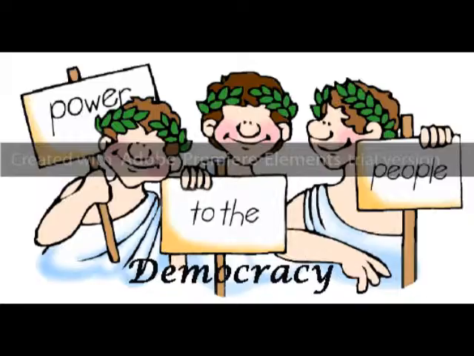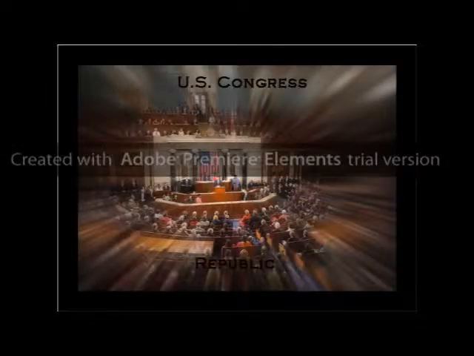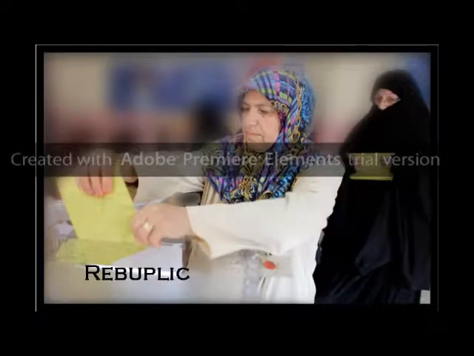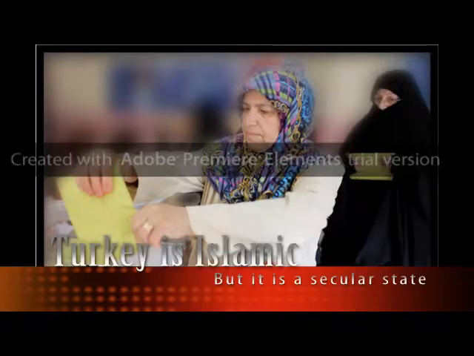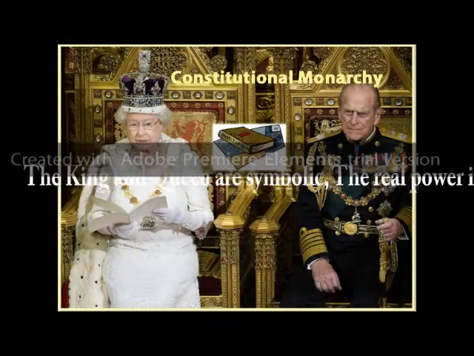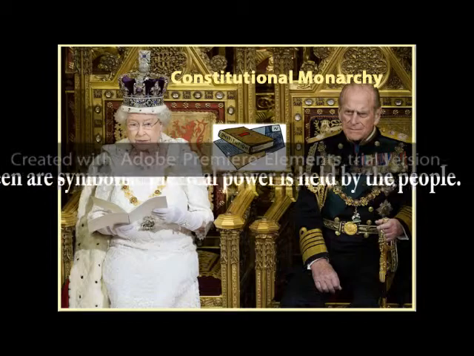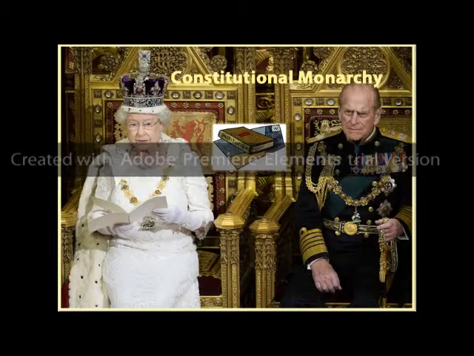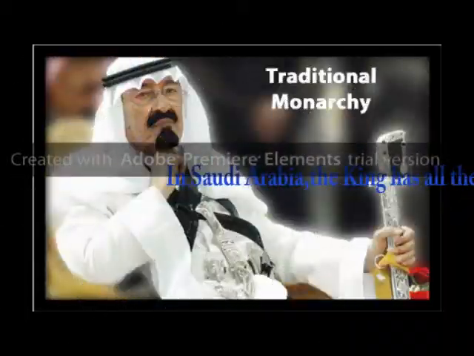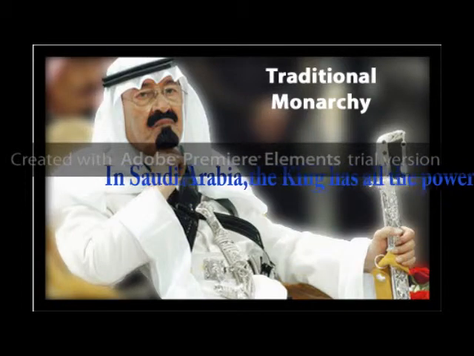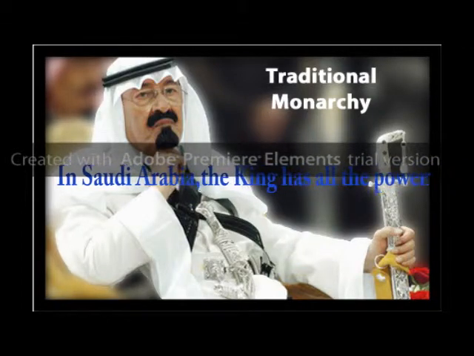Ancient Athens had a direct democracy. Republics can be found throughout the world, like in the United States, Turkey, and Latin America. Constitutional monarchies are similar to republics. The king or queen are symbolic and do not hold true power. On the other hand, traditional monarchies have absolute power, such as in Saudi Arabia.